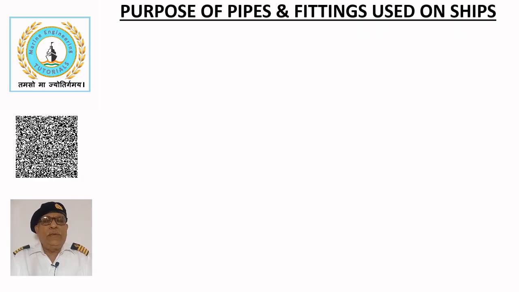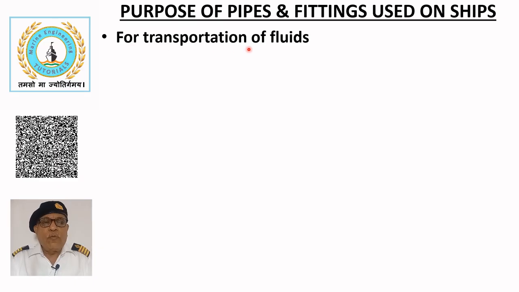Purpose of pipes and fittings used on ships. For transportation of fluids. For the operation of ship, several types of fluids such as fuel oil, lubricating oil, cooling water, compressed air, fresh water, sea water, feed water, steam and condensate, hydraulic oil, sewage, sludge, exhaust gases, and liquid cargo are required to be transported to and from various machinery.